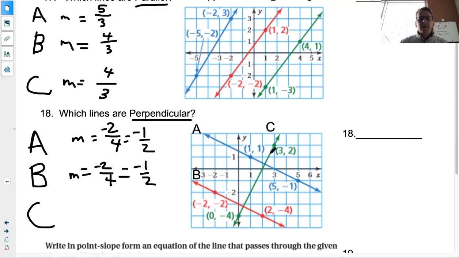For line C, if you look at this, you've got a rise of 1, 2, 3, 4, 5, 6, and a run of 3. So your slope is equal to 6/3, which is equal to 2. So your choices here would be A and C would be perpendicular, opposite reciprocals, or B and C. B and C.